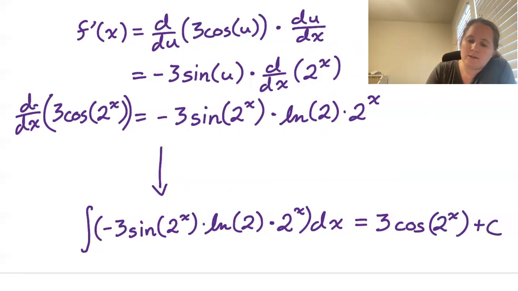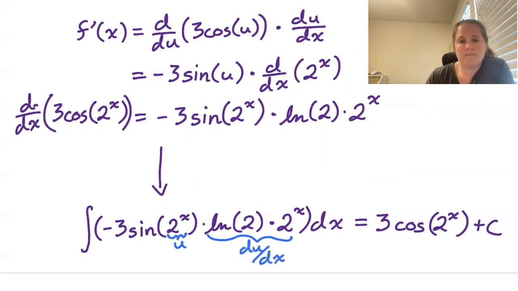And then I'm just going to use some notation. So we were evaluating at u, and then this part here was du dx. And we got back out evaluated at u.